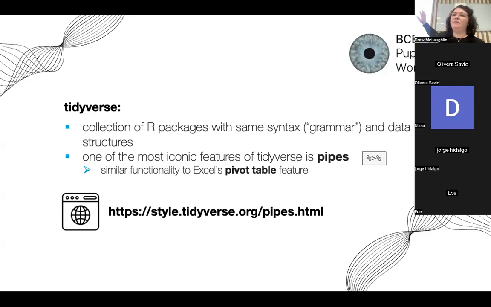These packages and these functions and pipes are just going to really help you efficiently process your data and summarize it. If you're familiar with Excel's pivot table function and how quickly you can get means of different things in your data, this is going to do the same thing for you in R. You can very quickly summarize things.